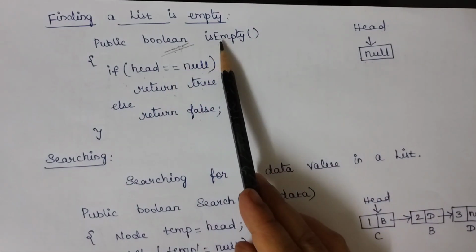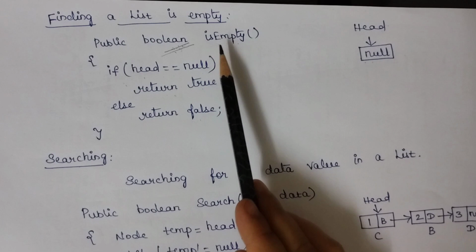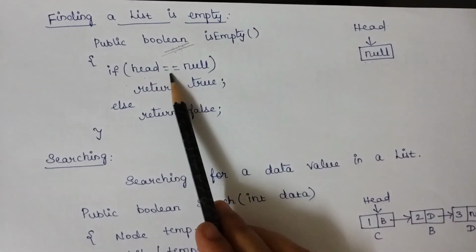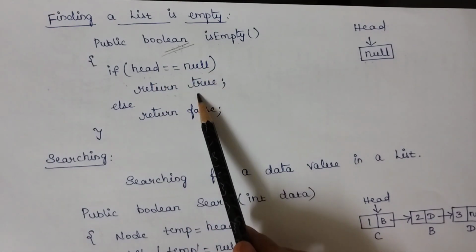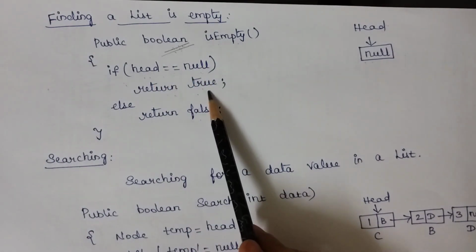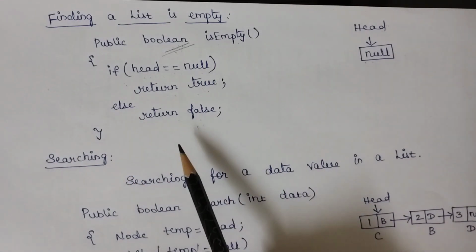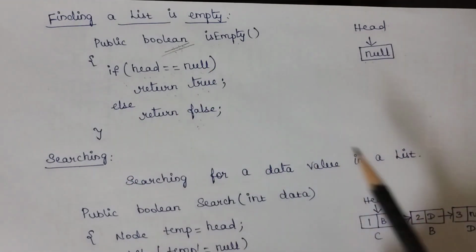So here you are going to check isEmpty, that is, whether your list is empty. If head is equal to null, yes, you have to return true, yes, your list is empty. Otherwise you have to return false, indicating that your list is not empty. This is how you need to find whether the list is empty or not.